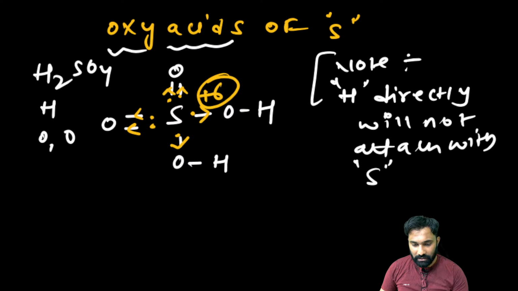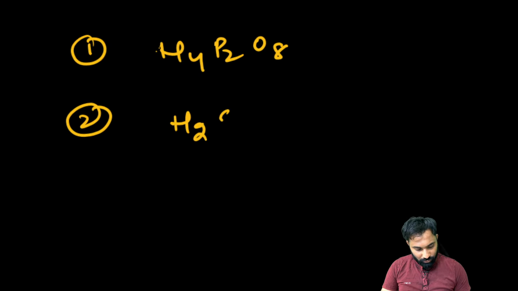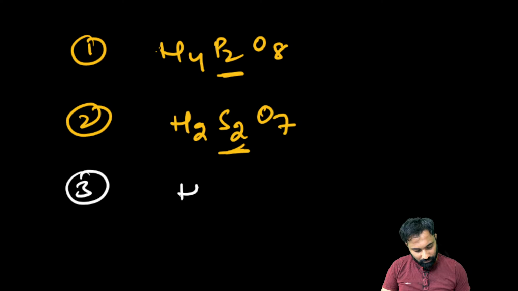Now my dear friends, try to tell me those oxidation numbers in the comment section. First one, H4P2O8. Second one, H2S2O7, sulfur oxidation number, here the P2 oxidation number. Third one, H3PO2, phosphorus oxidation number.